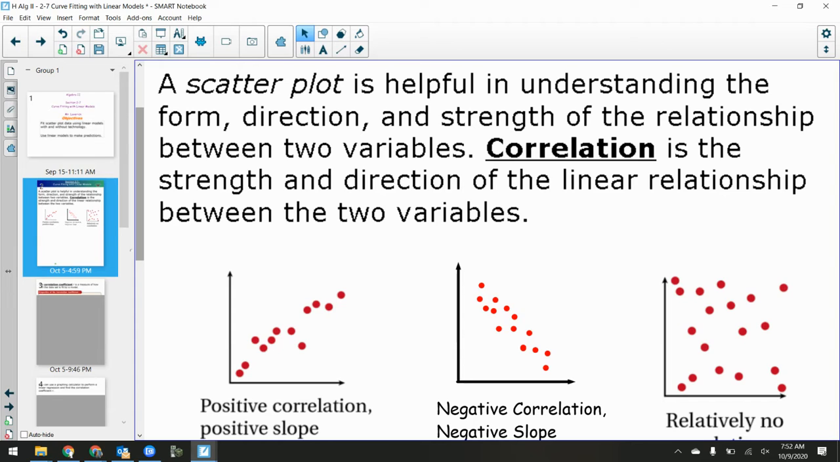The word correlation is the strength and direction of the linear relationship. Think about the word correlate. They go together. How well two things correlate is how closely they are tied together. Now, it doesn't mean cause. The words cause and correlate are very different. Maybe you would be able to find correlations between two different things, but does that mean they cause each other?